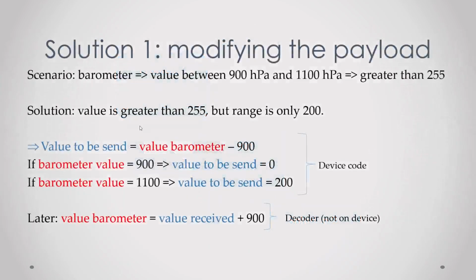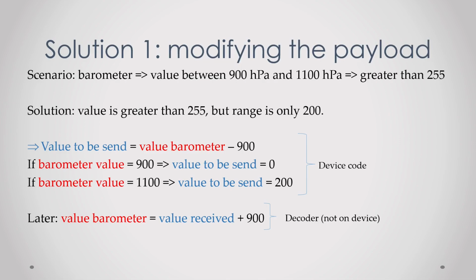So in solution 1, let's first describe the scenario. Let's say we have a barometer that displays a value between 900 and 1100 hectopascals. This is obviously greater than 255, or greater than the range of 256, so we cannot send this value directly.